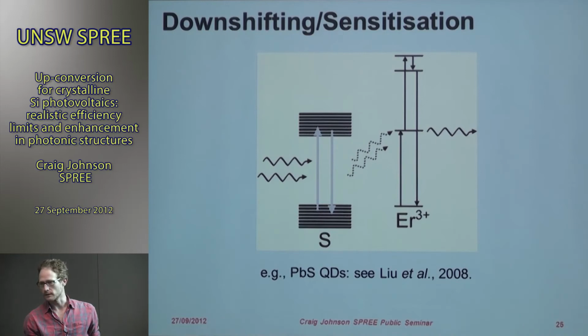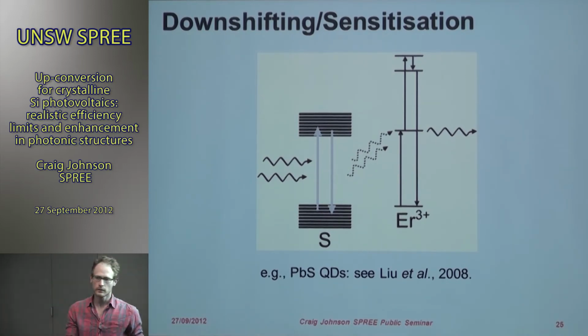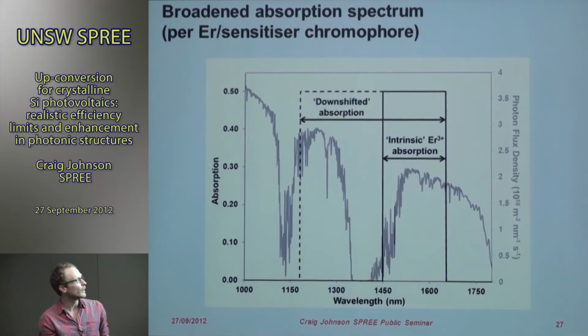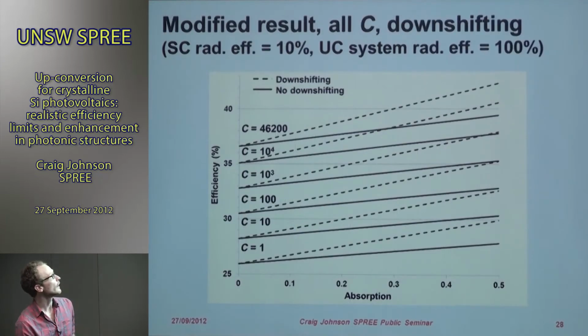Lead selenide quantum dots have the potential to do this kind of thing. There's a good paper that shows that you can have absorption in this sort of spectral region that we're interested in and emission down at 1550. So that's this dashed line here, a conceptual downshifted absorption spectrum where we've now broadened out the absorption and can absorb all of these photons, but they're still just pumped into the intrinsic erbium line. And so how do we fare in that case?